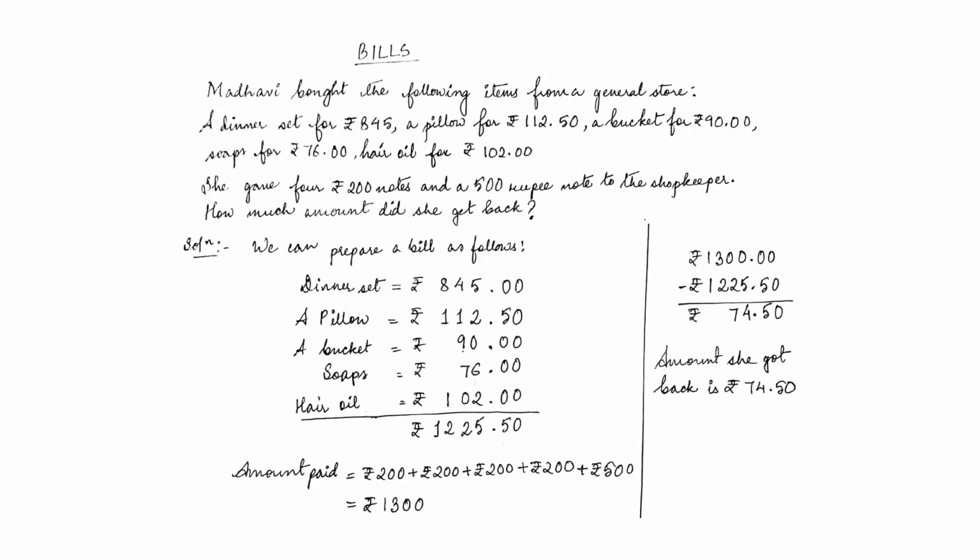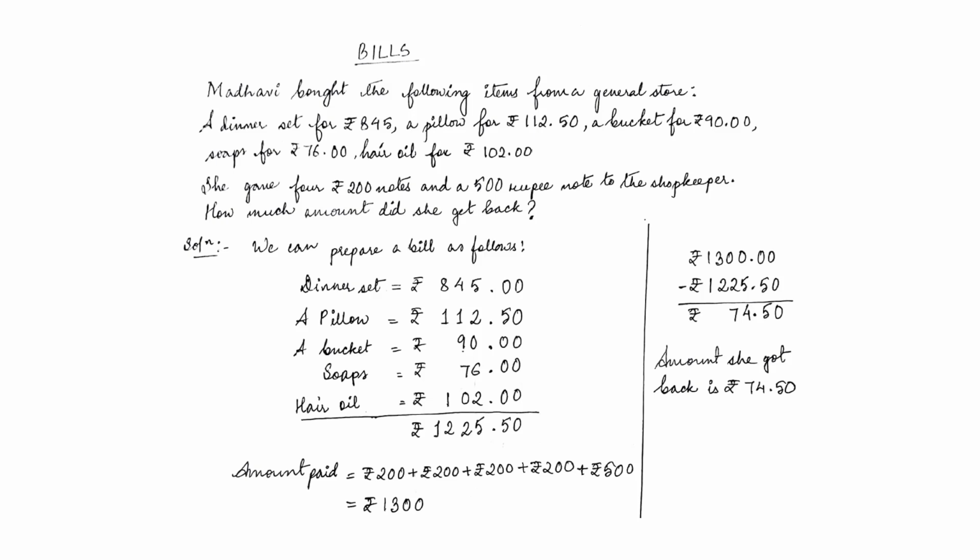So let us go through one example. Madhavi bought the following items from a general store: a dinner set for rupees 845, a pillow for rupees 112.50, a bucket for rupees 90, soaps for rupees 76, and a hair oil for rupees 102. And she gave 4 200 notes and a 500 rupee note to the shopkeeper. So how much amount did she get back?